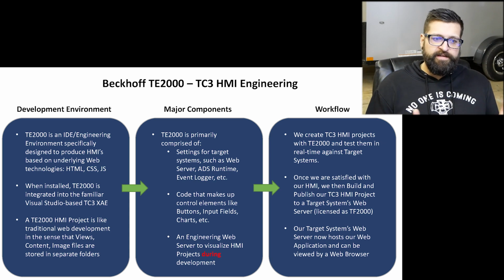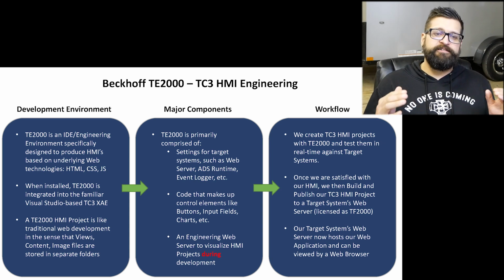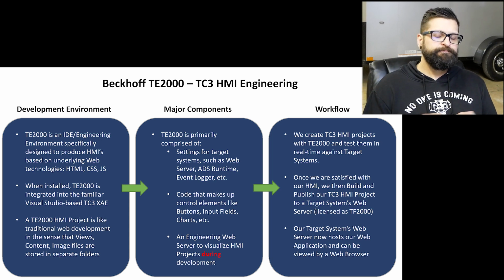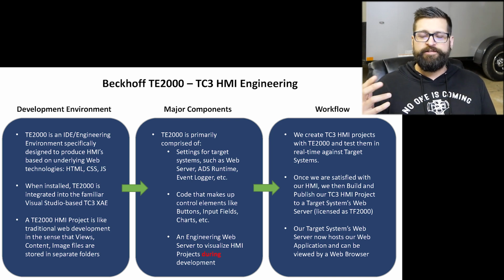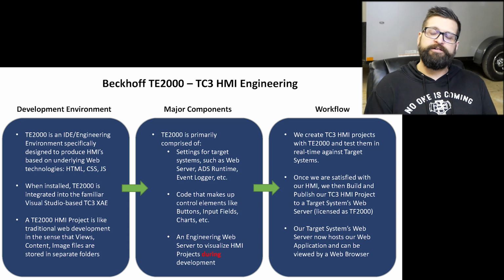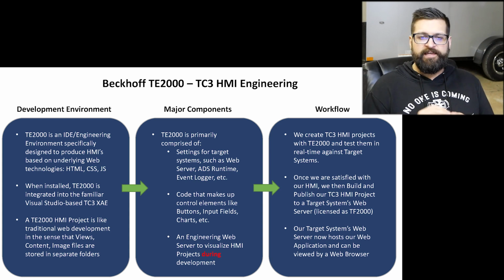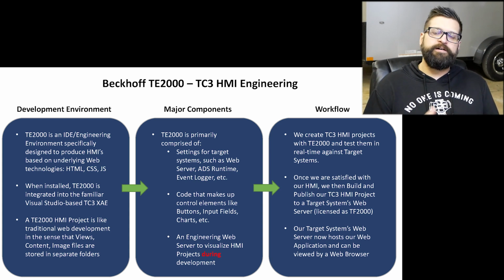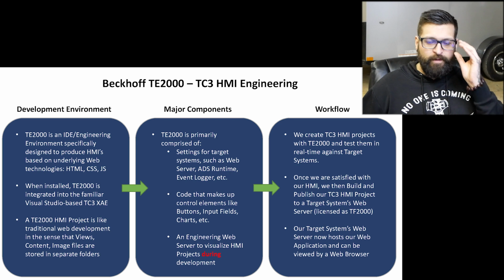We have views, content, image files. That's kind of how the structure of an HMI engineering project is set up, similar to traditional web development, where you have some folder where a view is an endpoint or a URL that you're going to go to. It's a page, and then content would be things that fill regions in those pages. Images, or obviously images that we would load onto that page. So it's structured the same way, so if you're coming from a traditional web development background, it might seem similar to you.